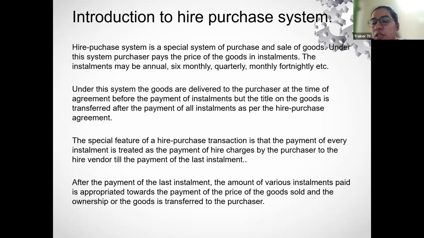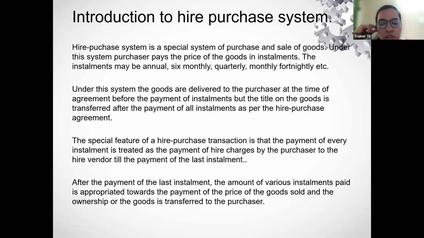The special feature of this type of system and transaction is that payment of every installment is treated as payment of hire charges. Here, the amount, whatever you are paying, is not called installment. It is known as hire charges. It's known as installment under installment purchase system. But under this system, it is known as hire charges, paid by the purchaser to the hire vendor till the payment of the last installment.